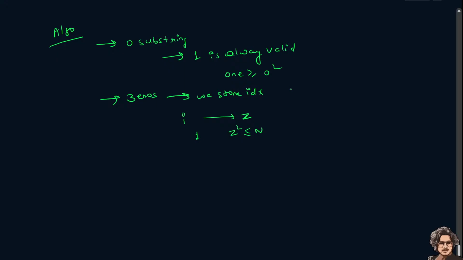So let's write the code and you can see this. First of all, int n is equal to s.length. After that, we initialize a vector to store all the indices of zero, so we name it zeros.